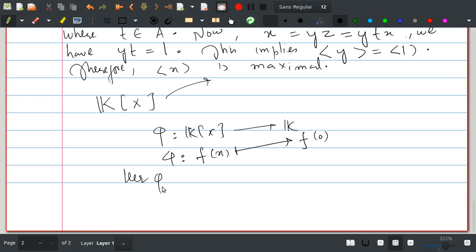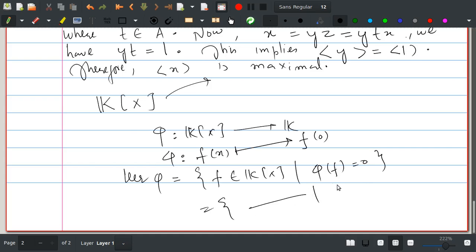Now if we look at the kernel of this homomorphism, I mean if we look at this ideal here, this is all those polynomials in k[x] such that phi of f is 0, which is the same as all those polynomials such that f(0) is 0. Now this is the set of all those polynomials whose constant term is 0. In a previous lecture we mentioned that this is an ideal because this is also a kernel. So this is an ideal here in k[x].